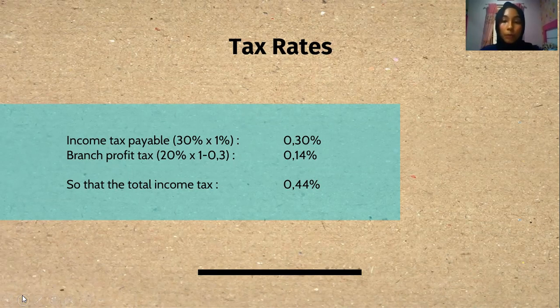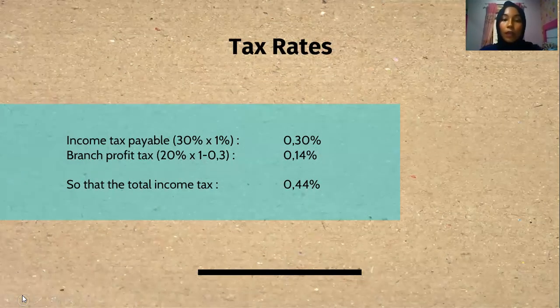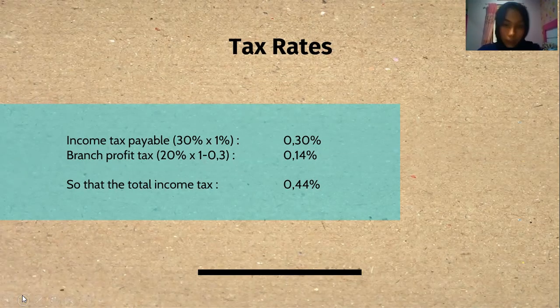The 0.44% PPh calculation comes from the amount of PPh payable, which is calculated based on the norm and branch profit tax or BPT, or PPh Article 26, paragraph 4, as follows. Income tax payable is 0.30% and BPT is 0.14%, which makes the total income tax 0.44%.